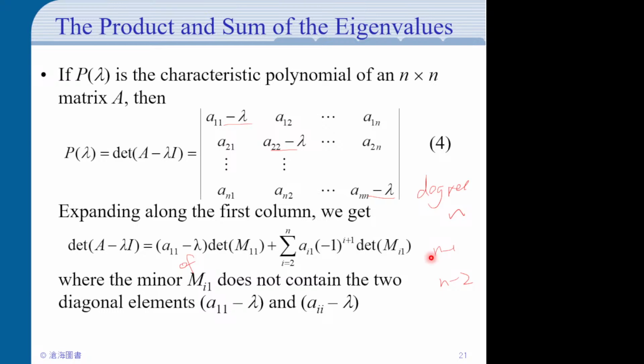And what we want to say here is that we want to look at the degree n minus 1 term, and we want to say the degree n minus 1 term only comes from here. All those summations, or those expansions from a_i1 and so on, don't contain it. They are at most degree n minus 2 in terms of lambda.